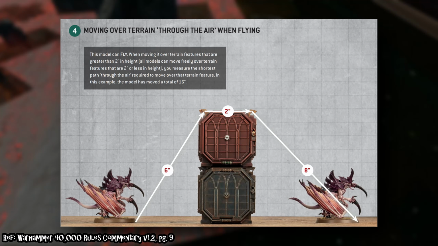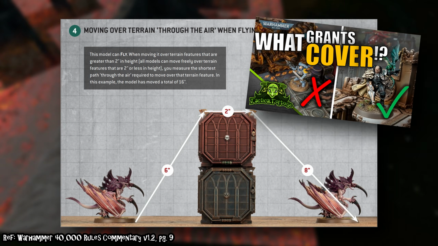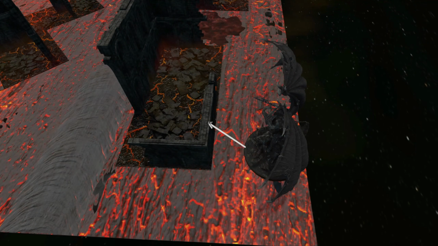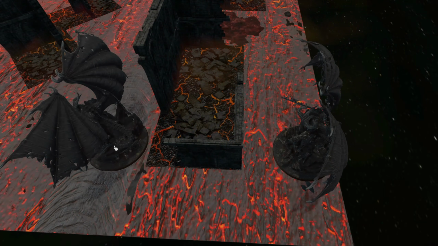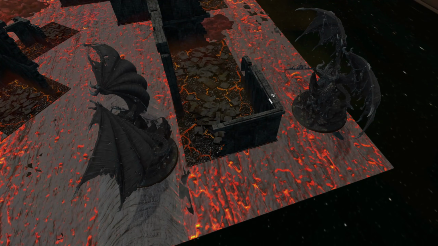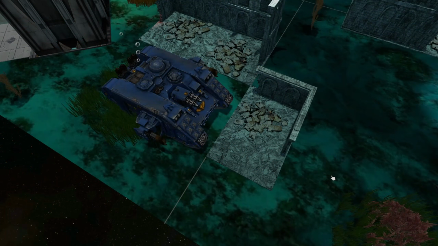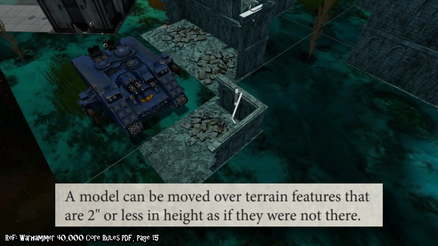This is different for units with fly, which use the through the air movement rules. Now, I explained these in more depth in my terrain video, but essentially through the air movement allows the model, instead of moving up to a terrain feature and moving vertically in order to climb it, to move diagonally to the top of that terrain feature. So in this case, if Bellicor wanted to move to this position, he would only have to pay 14 inches of movement, getting a little bit of a discount by being able to measure his movement diagonally when going over that ruin wall.